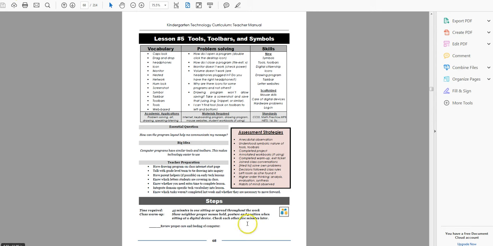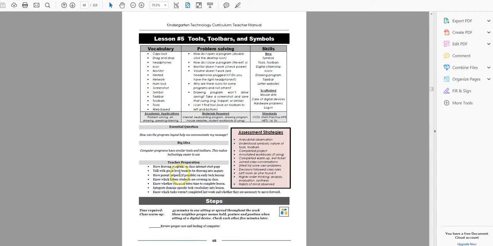Okay, essential question: how can the program layout help me communicate my message? Tools, toolbars, wherever they are, they're usually there to help communicate. Computer programs have similar tools and toolbars. This makes technology easier to learn. You could not possibly teach students every program out there. So you don't teach them the program. You teach them how to teach themselves. And that's tools, toolbars, and symbols.